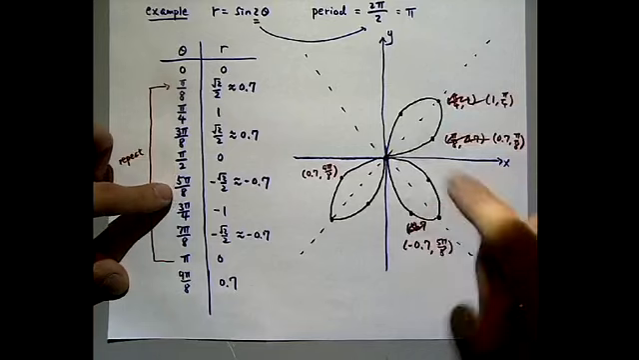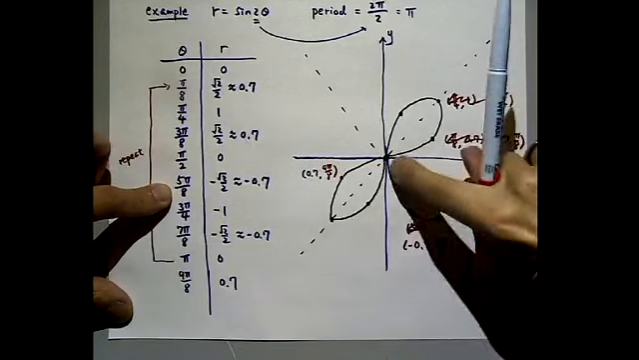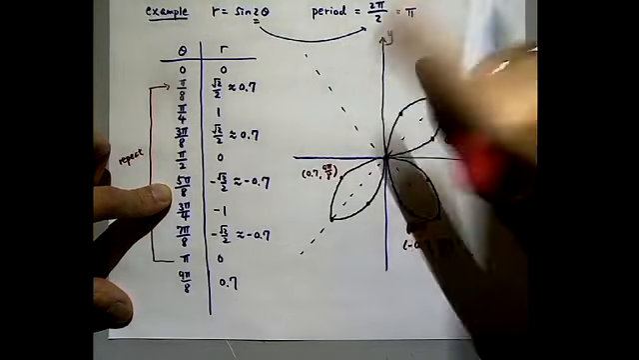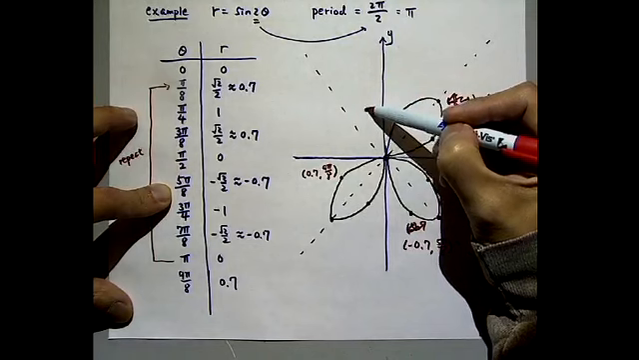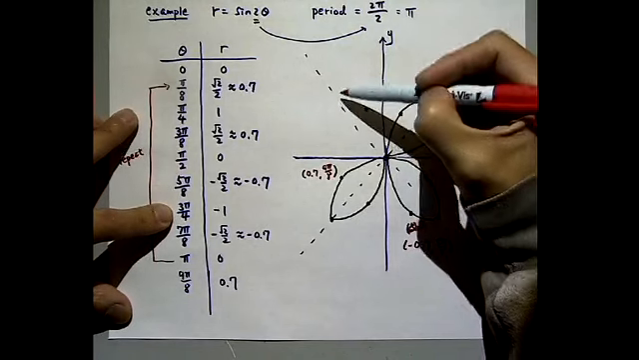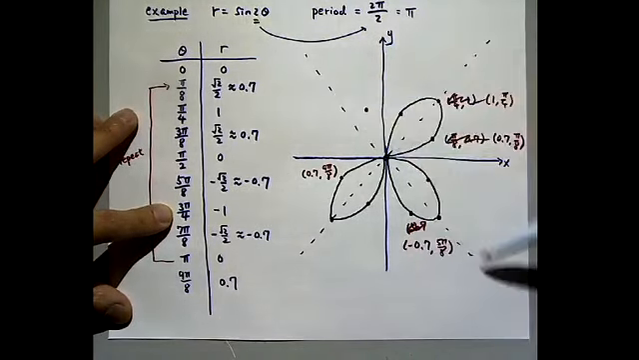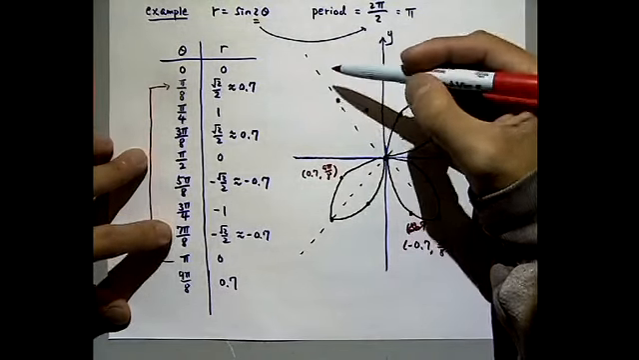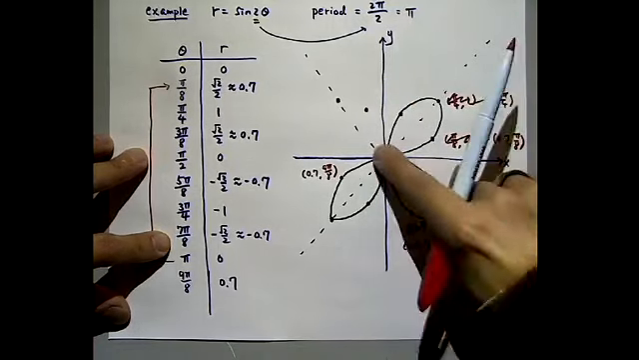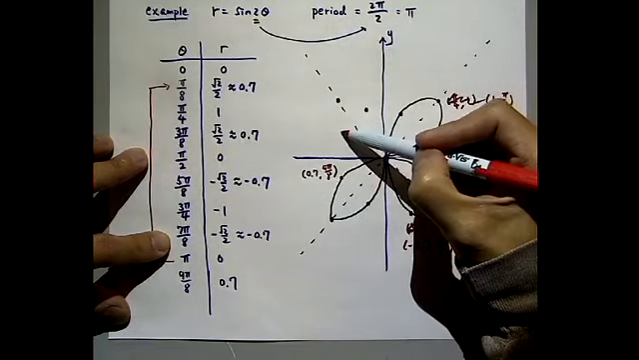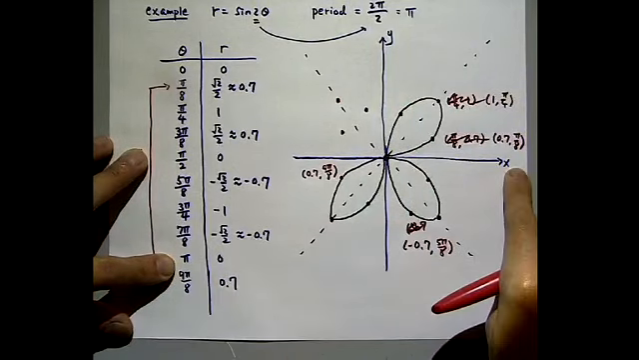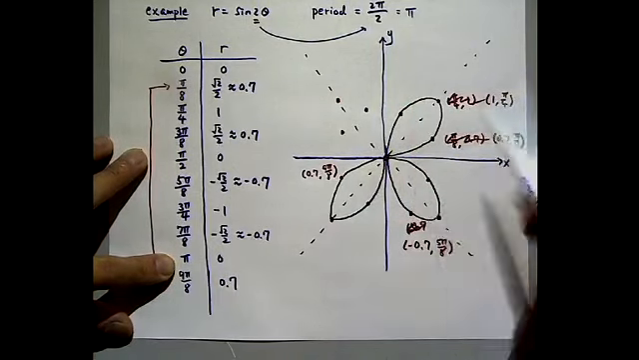Yeah. And then 13 pi over 8, right here. But it's got a negative r, so it kicks me back to the opposite quadrant. 14 pi over 8, negative 1. 15 pi over 8, negative r again. And then 16 pi over 8, 0, puts me back here.